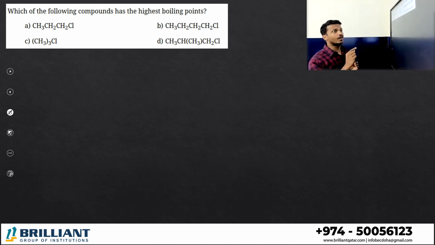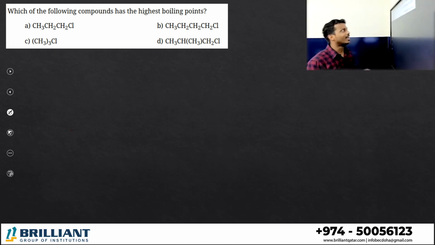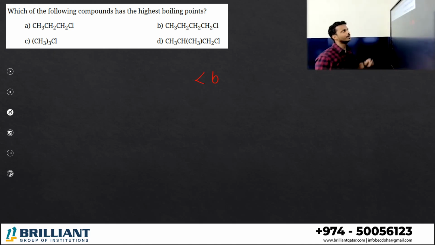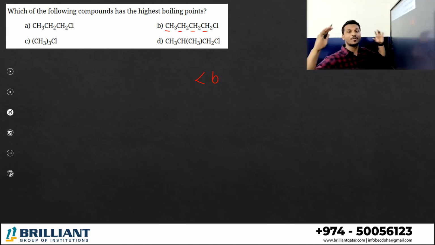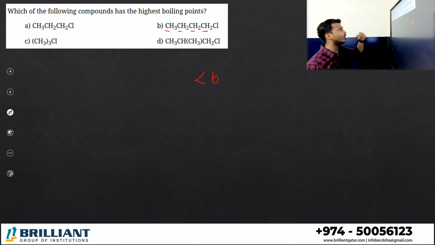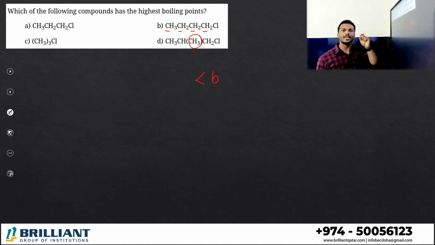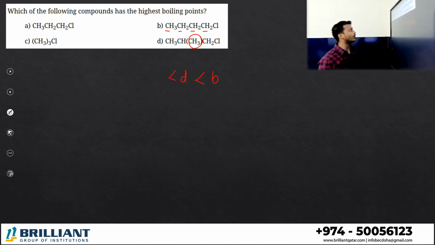So among isomers, how can we find out which one has the greater boiling point? The compound having greater surface area. Option B has greater surface area, dear student. Why? In option B, all carbons are in a straight chain, so the surface area is greater, therefore the boiling point is also greater. After option B, which one can we suggest? Option D. Option D contains only the CH3 as a branch, only one branch.